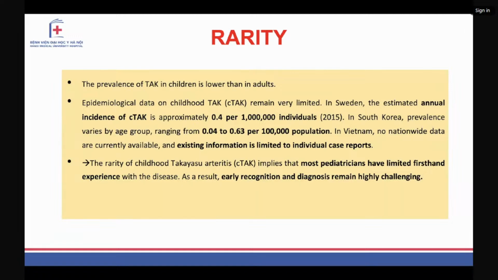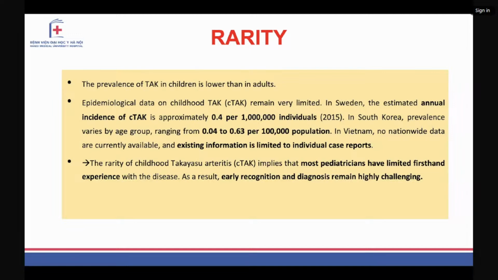Now, let's talk about the rarity. One of the key reasons for diagnosis delay in childhood Takayasu arteritis: you can see the prevalence of TAK in children is lower than in adults. This makes the disease unfamiliar to most pediatricians, and unfortunately, epidemiological data on childhood TAK remain very limited.